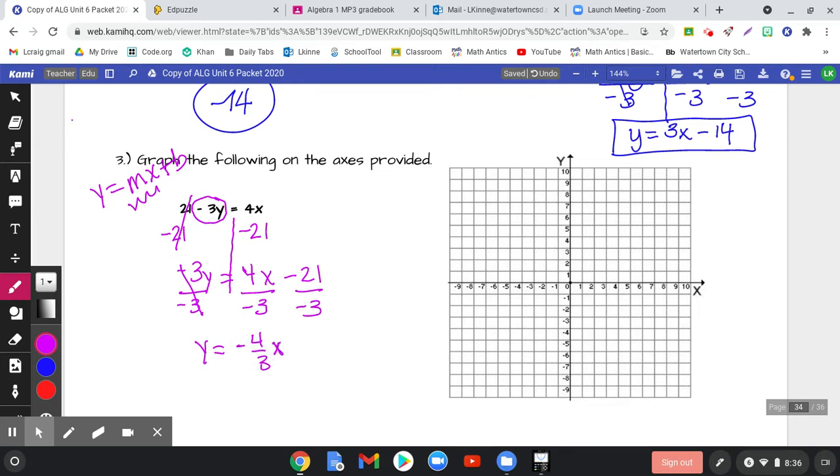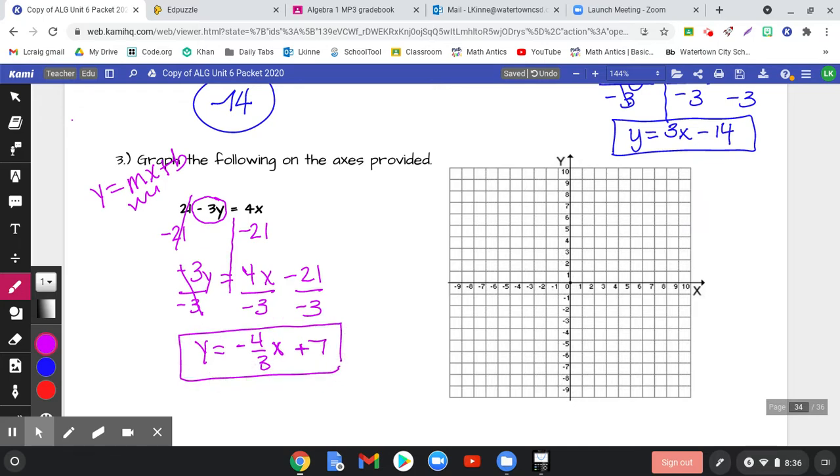Keep your x there. You could put the x up top with the 4 like it is now, or leave it off to the side. You don't want to put it in the bottom of the fraction. All right, negative 21 divided by negative 3 gives us a positive 7. And now you're ready to graph.